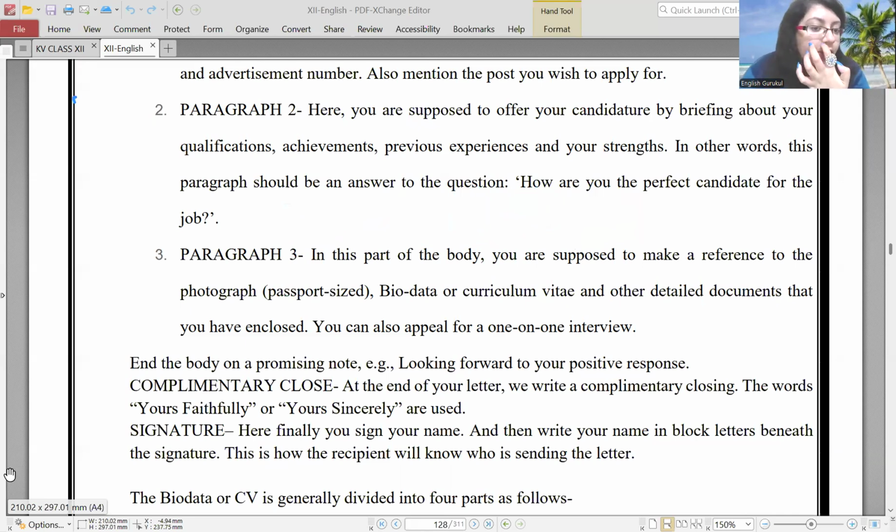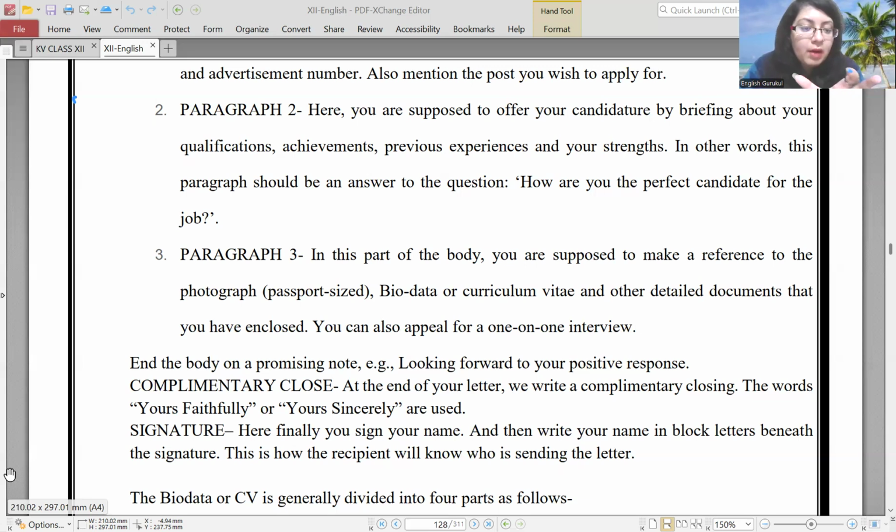So then we have paragraph 2. Here you are supposed to offer your candidature by briefing about your qualifications, achievements, previous experiences, and your strengths. In other words, this paragraph should be an answer to the question, how are you the perfect candidate for the job? In the second paragraph, which is crucial, you have to answer the question: why should we take you? Why are you a suitable candidate? And why should we hire you?